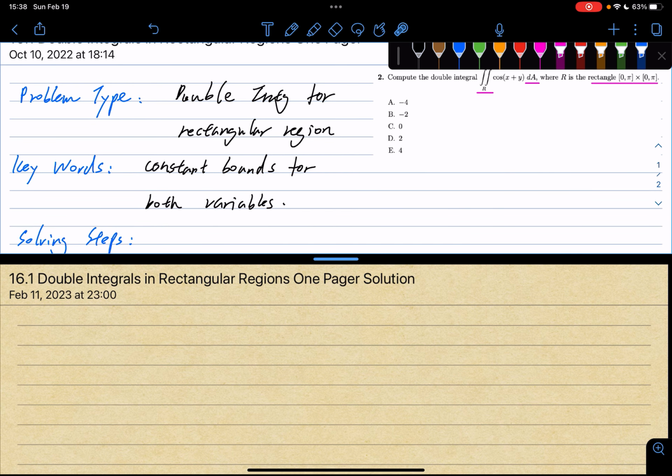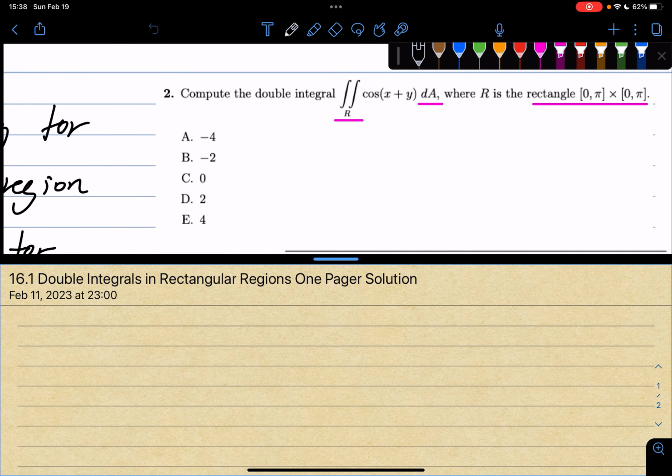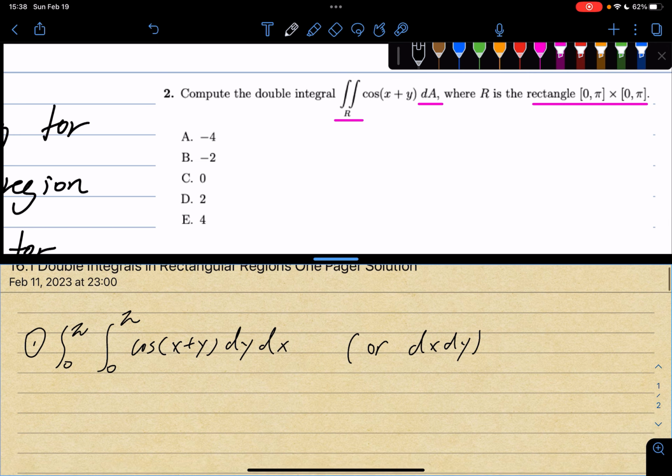To solve this problem, it's pretty straightforward. We're just going to treat all other variables as constant, and then work the integrals inside out. In this case, we set up our problem in one step. We have two integrals, and we have cosine of x plus y, dy dx. I chose this; you can choose dx dy, and then 0 to pi, 0 to pi.